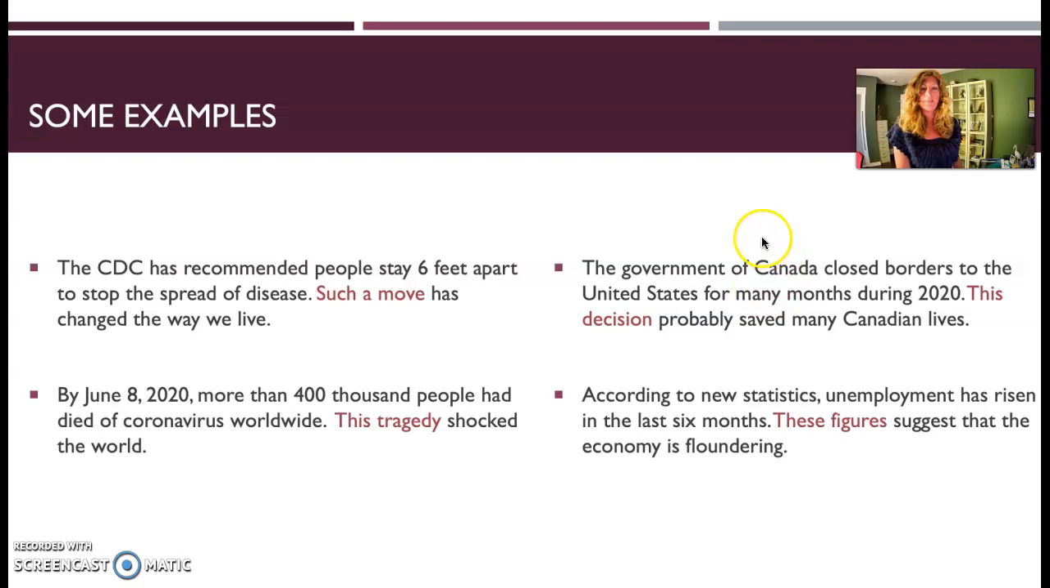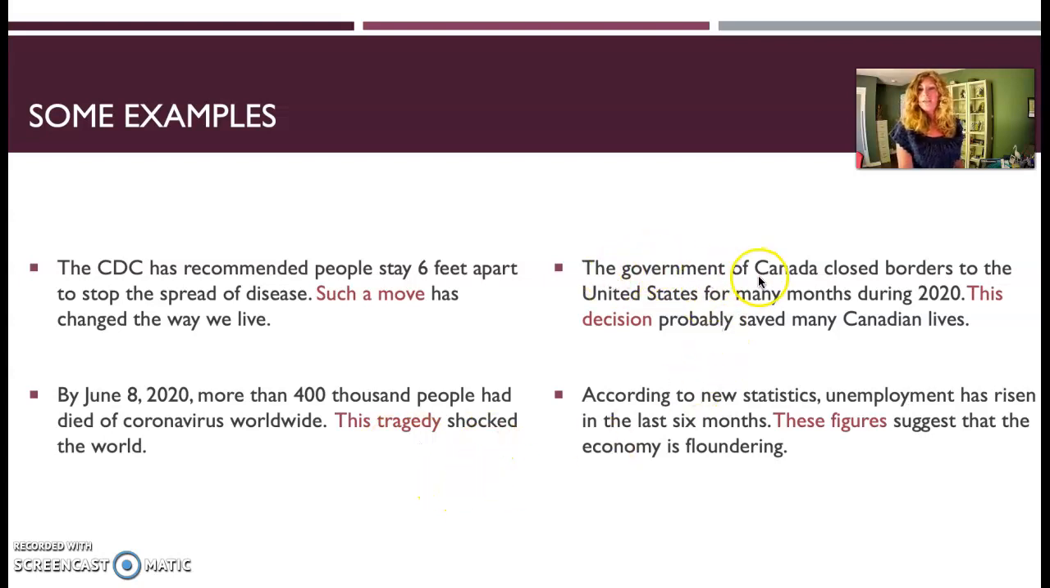Here's some more examples of how you would look for them in a reading. The CDC has recommended people stay 6 feet apart to stop the spread of disease. Such a move has changed the way we live. Okay. By June 8th, 2020, more than 400,000 people had died of coronavirus worldwide. This tragedy shocked the world.